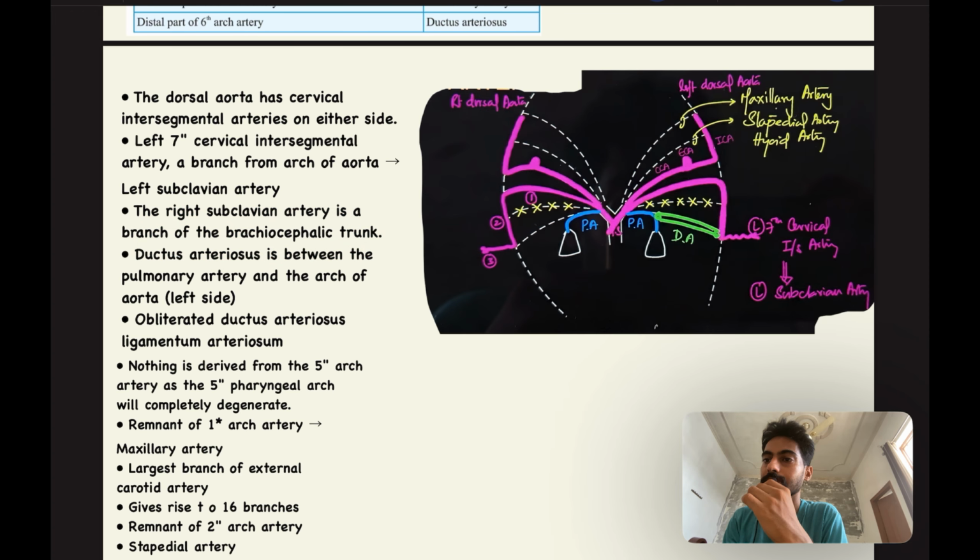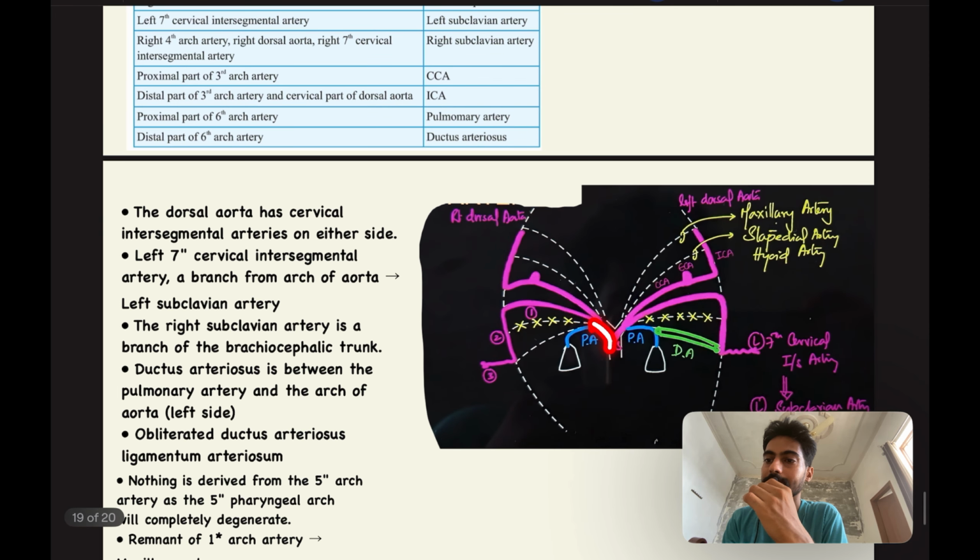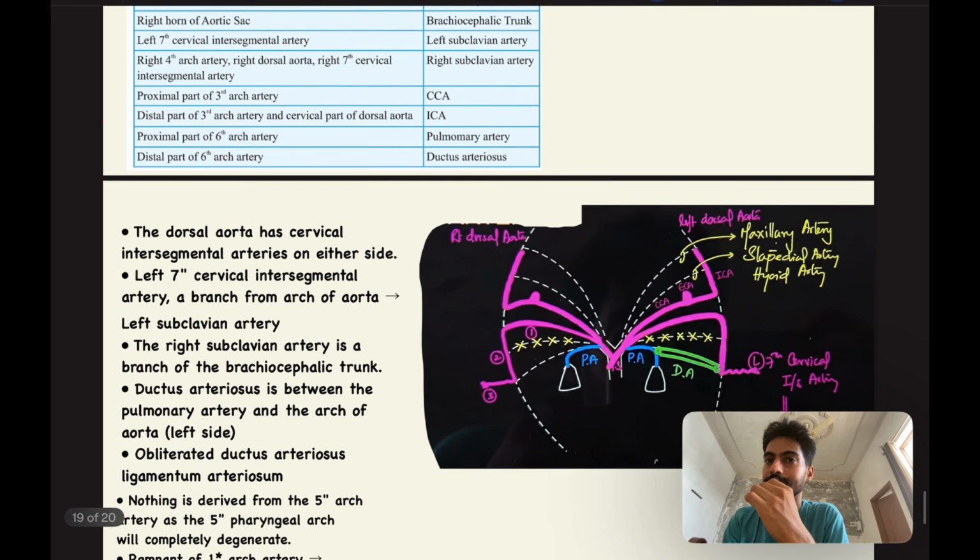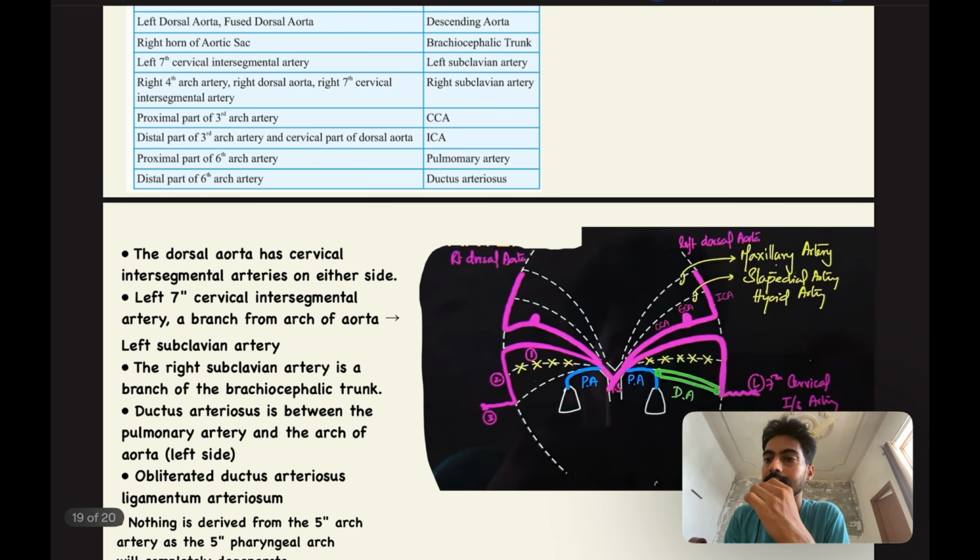The right subclavian artery is a branch of the brachiocephalic trunk. As we have seen, this is our brachiocephalic trunk. Then it will go like this: the right fourth arch artery in the brachiocephalic trunk, then it will go as the right dorsal aorta, and then it will give the right seventh cervical intersegmental artery, and ultimately it will give the branch, the right subclavian artery.